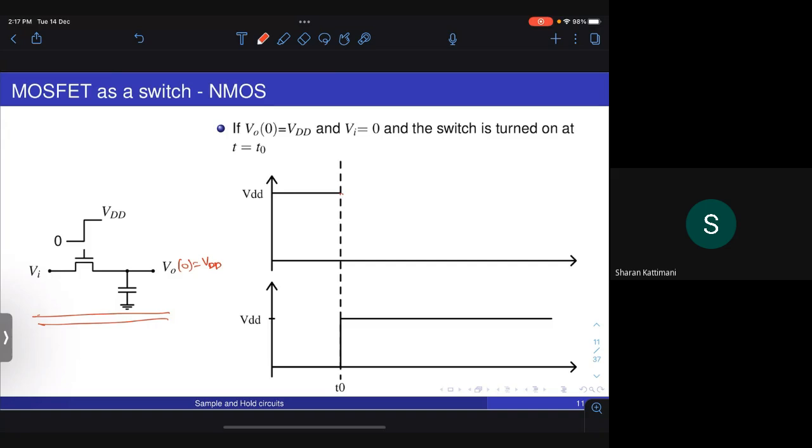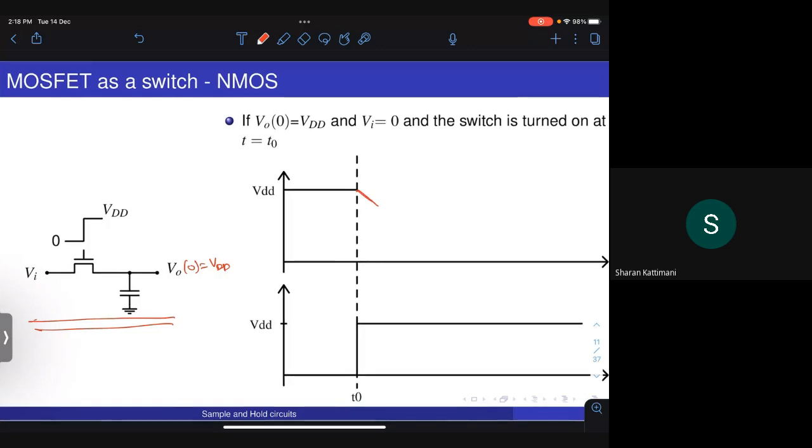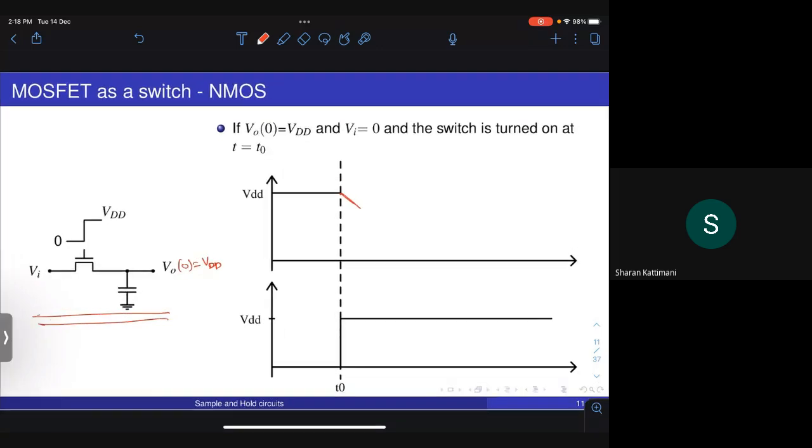Okay, so initially what will happen is, I have my drain at VDD. So in this region, if you look, drain is at VDD, gate is also at VDD, and source is at ground. Okay, so this looks like a MOSFET in saturation, because the drain and the gate are at the same potential.